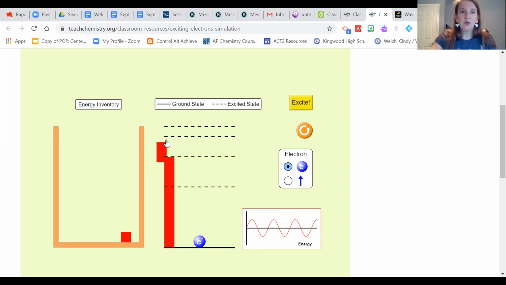We can give it even more energy this time, and we can excite it so much that it jumps up to an even higher energy level. But again, notice the wave of energy that it is giving off down here. I'm going to go back to our PowerPoint so we can continue.